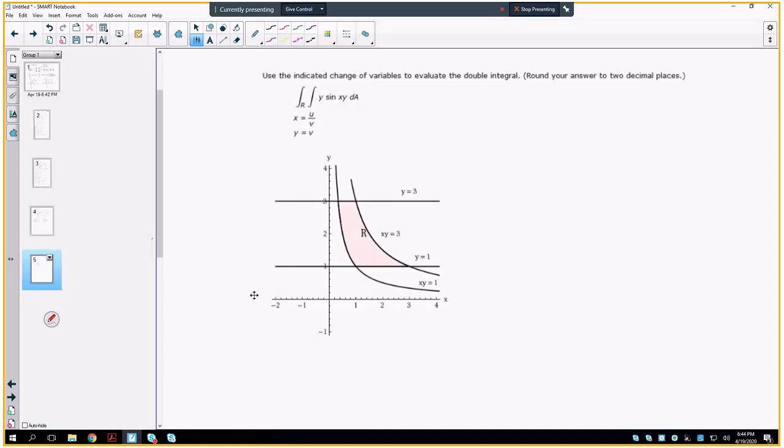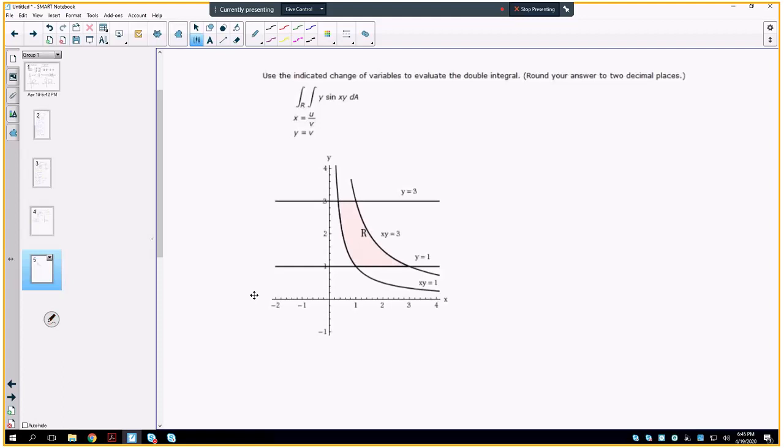Okay, we have a problem here that says use the indicated change of variables to evaluate the double integral. Round your answer to 2 decimal places. We're given that the substitution is x equals u over v and y equals v, and they've provided the picture for us here. So what do I need to know? I need to know bounds for u and bounds for v, and I need to plug in these substitutions into my integral, and I need to calculate my Jacobian.